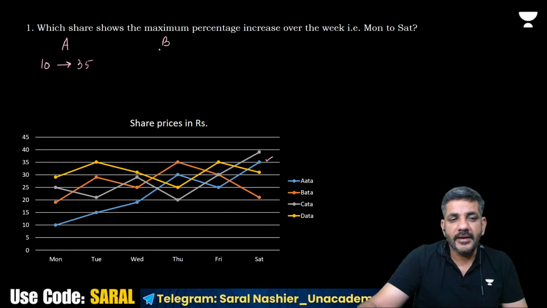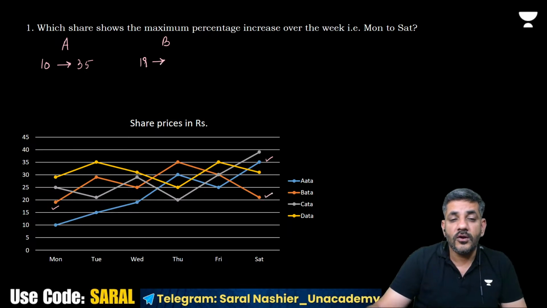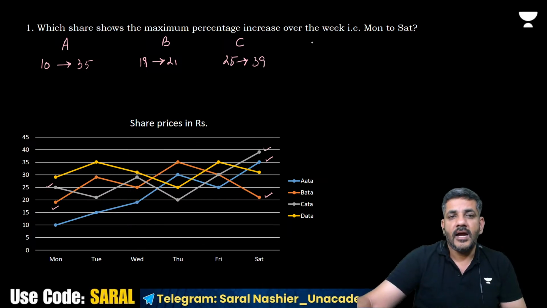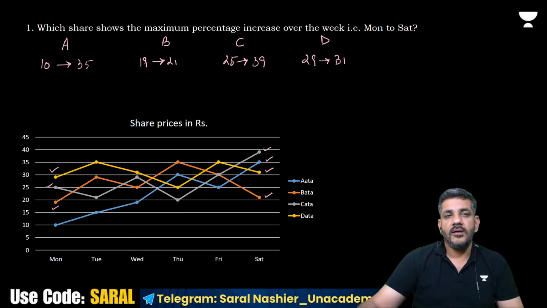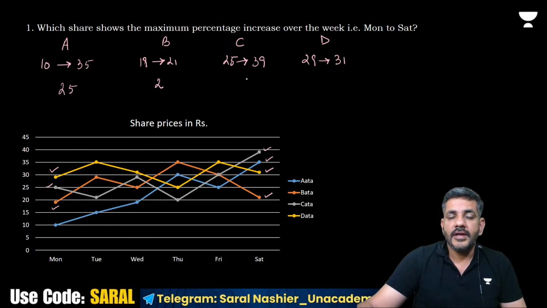When I talk about B, the price on Monday is equal to 19, and which rose to how much? It has gone up to 21 over here, right? 19 to 21. When I talk about C, the price on Monday is 25, and this 25 has gone up to 39. And when I talk about D, the original price is 29, and that price has increased to 31. So here I see there is an increase of 25. Here an increase of 2. Here an increase of 14. And here again an increase of 2.